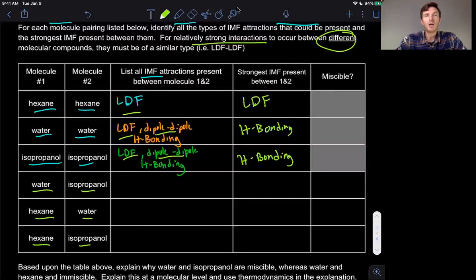So now if we look at a water molecule and an isopropanol molecule, those two molecules have the ability to undergo London dispersion force attractions.